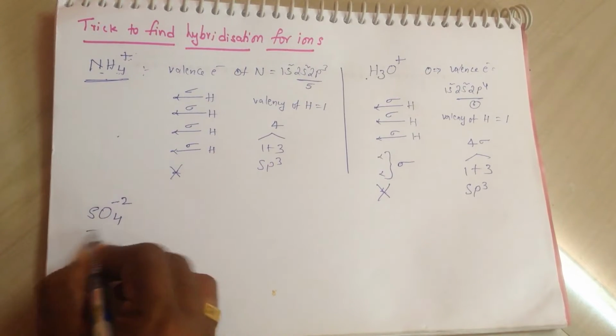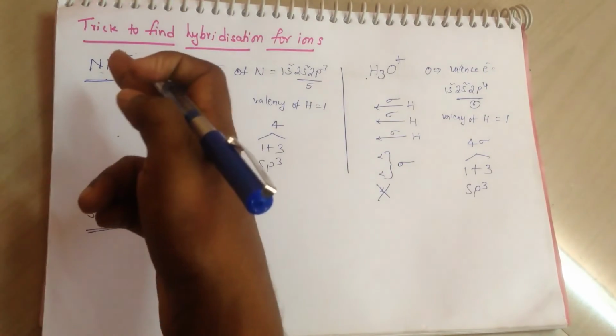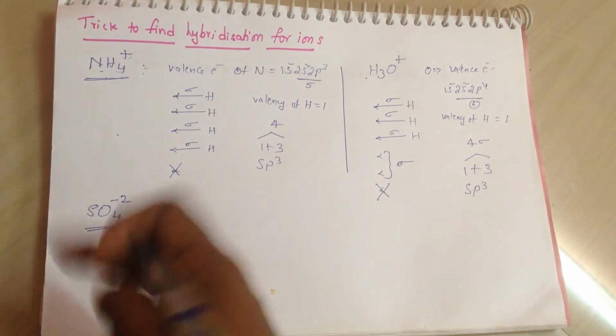Shall we try another example? SO4 minus 2. So here it is minus 2. What is the difference? There, plus means loss of electrons. Here, minus means gain of electrons. Here, 2 electrons have to be added.